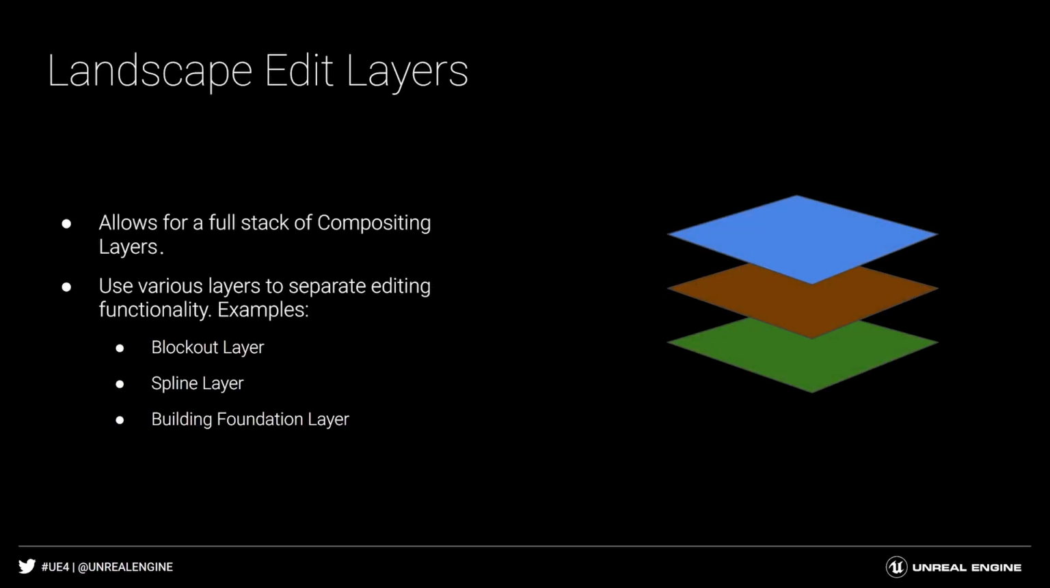The Landscape Edit Layers system allows for a stack of compositing layers. It basically means that landscape height maps and painting can be edited separately and in a non-destructive fashion. You can add multiple layers to our landscape that can be edited independently from each other. You can use different layers to separate different functionality. For example, you can have a blockout or foundation layer for mountains or other non-interactive parts of the landscape. You could have a specific layer just for spline roads or flat terrain, which may be an important part of the level and need to be designed separately.